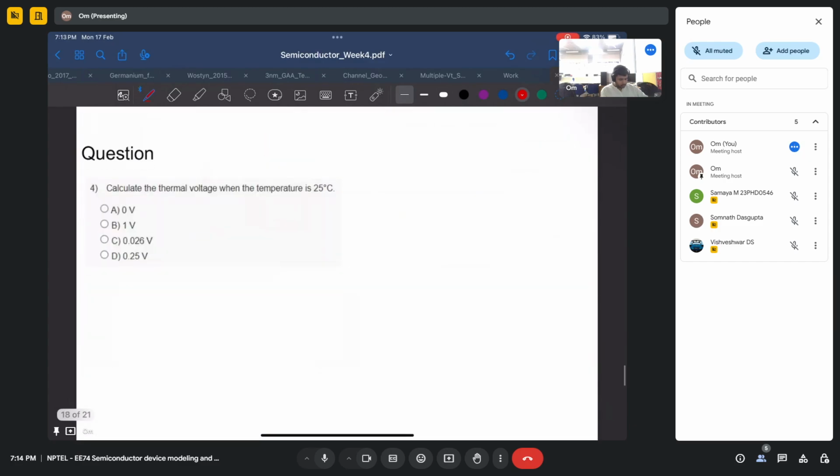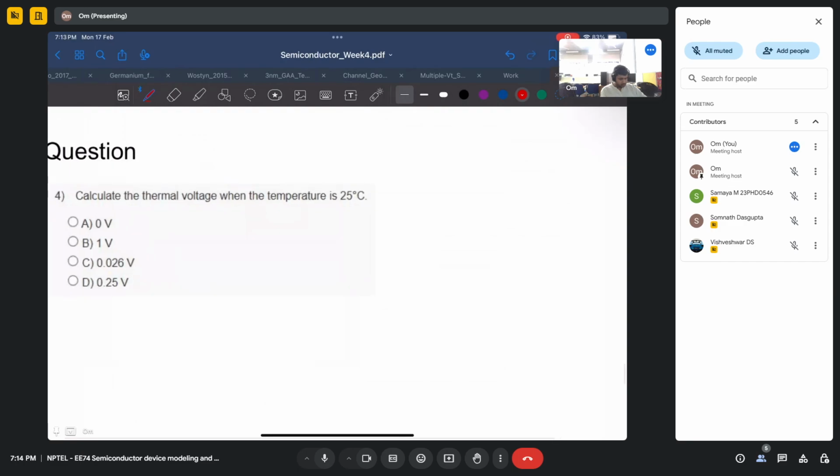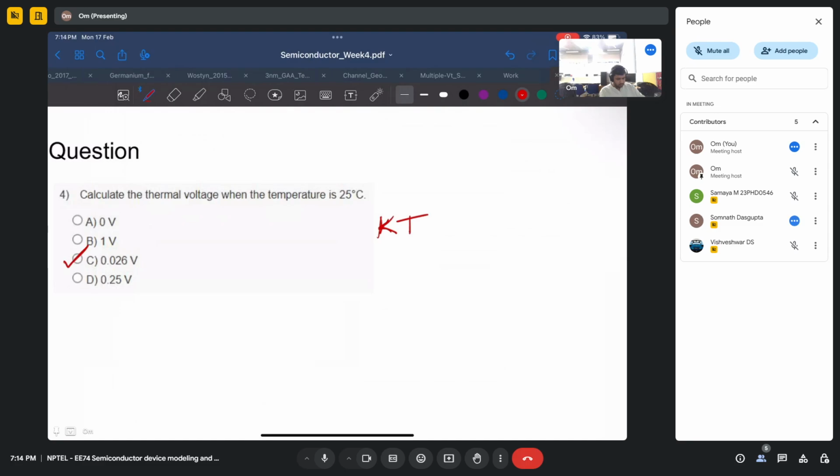Next question. So next is a very basic question. This was from your current assignment, option C. You can simply calculate it, just by multiplying KT, you will get the answer.